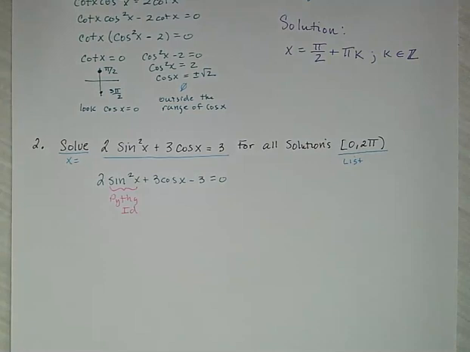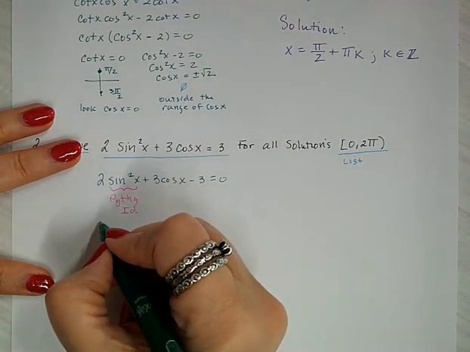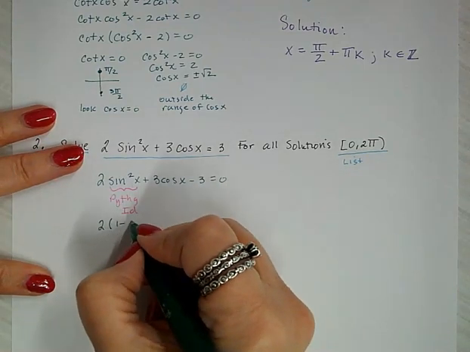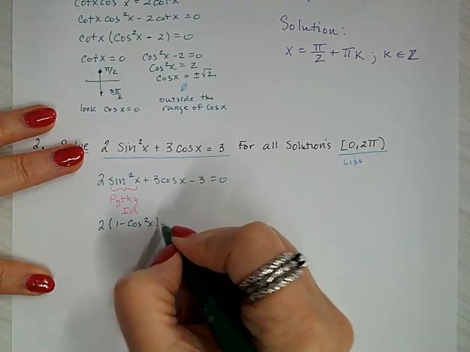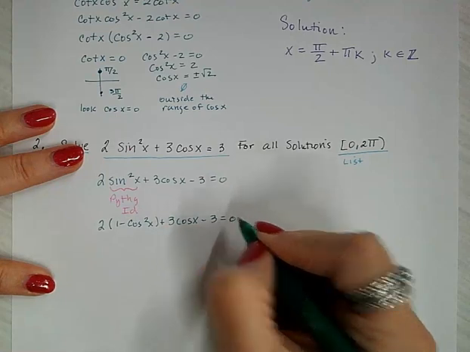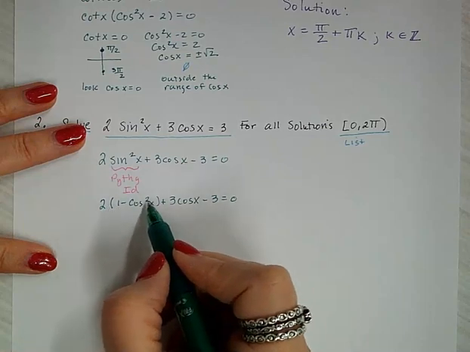that I can use, and I can rewrite sine squared x as 1 minus cosine squared x. So remember, the identity is sine squared x plus cosine squared x equals 1. So if I want to move the cosine to the other side, then I can just subtract that. So I'm going to replace this with my Pythagorean identity. So I have two parentheses, and then I'm going to have 1 minus cosine squared x plus 3 cosine x minus 3 equals 0.